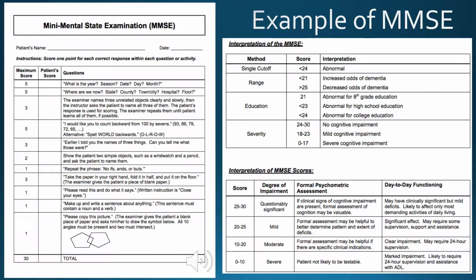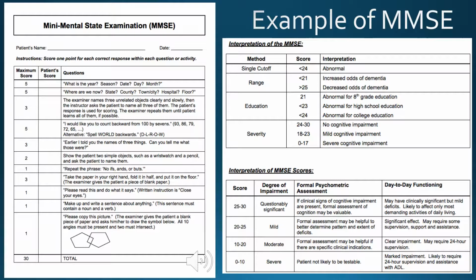The provider basically goes through and asks the patient each one of these questions or asks them to perform activity depending on the item. And it includes questions such as what is the year, season, date, day, and month. This is to assess orientation. Another example is spelling the word world backwards. And also at the bottom you can see patient is given a blank piece of paper and asked to draw the symbol below.